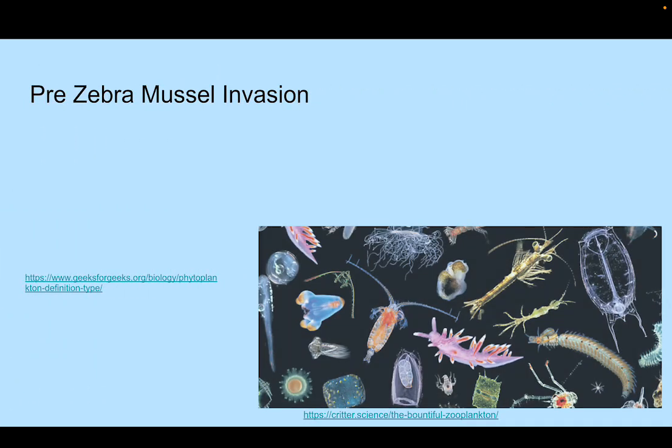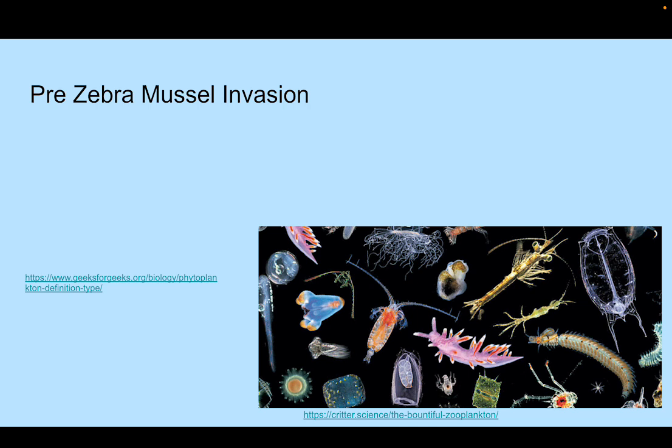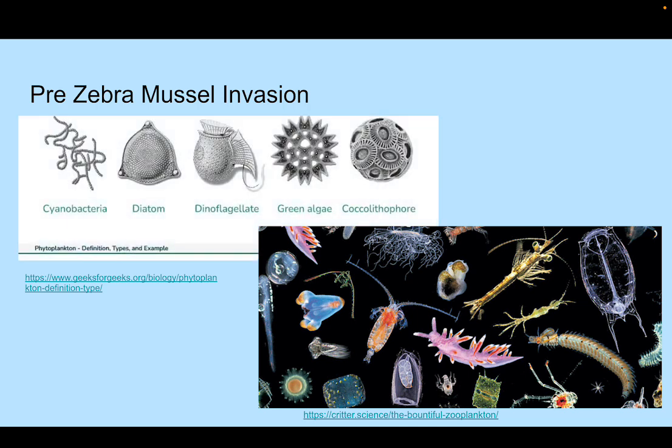Before zebra mussels, the Great Lakes and connected rivers had their own food webs, phytoplankton and zooplankton in the water, native mussels and fish, and a particular balance of nutrients and light. It wasn't a pristine, untouched system, but zebra mussels added a new and powerful player.